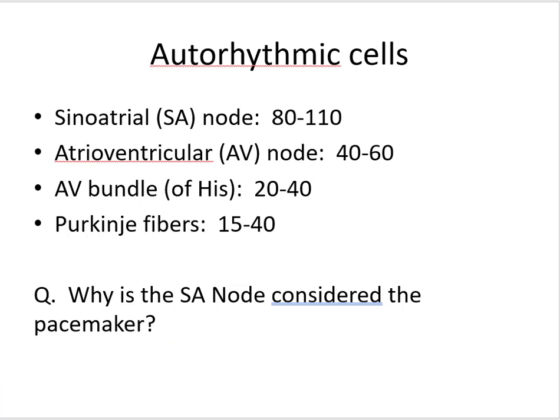Now, this brings us to a very interesting question. Let's just use the number 100, just to make the number simple. Let's say the SA node spontaneously depolarizes 100 times per minute. And we consider resting heart rate at 60 or 70 beats per minute. Well, that doesn't quite line up, right? Because the rate of depolarization of the SA node should be the same as the heart rate itself. So what gives here?